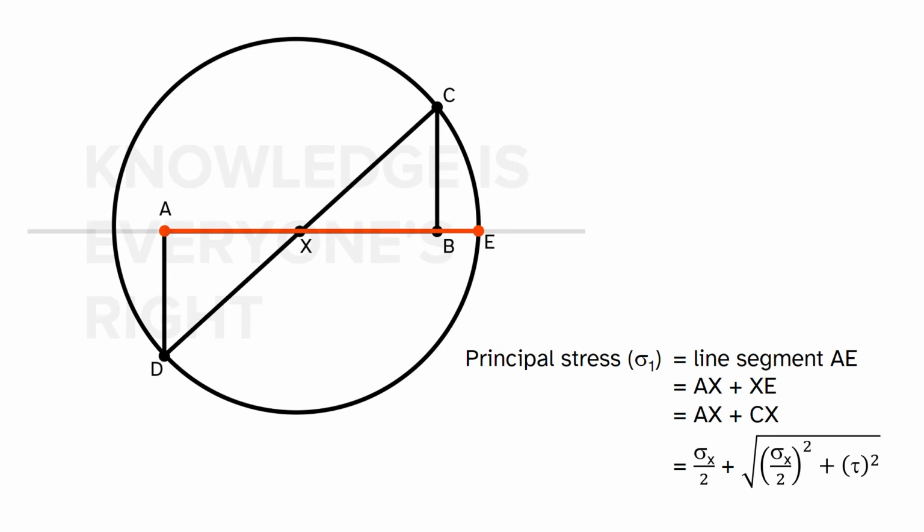Principal stress is given by the line as indicated in the illustration, the line segment AE. It is equal to the sum of AX and XE. AX is half of sigma x and XE is the radius of the circle, which we found out just now. Hence, the principal stress is given by the formula as shown.